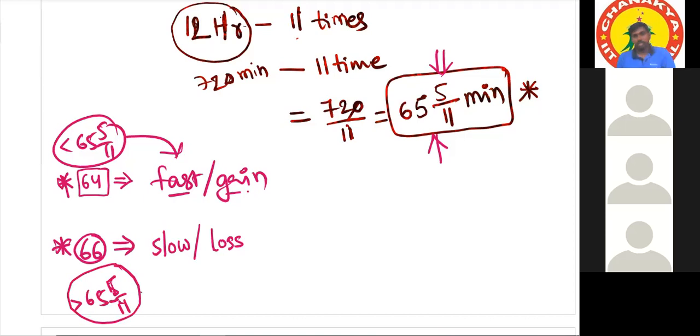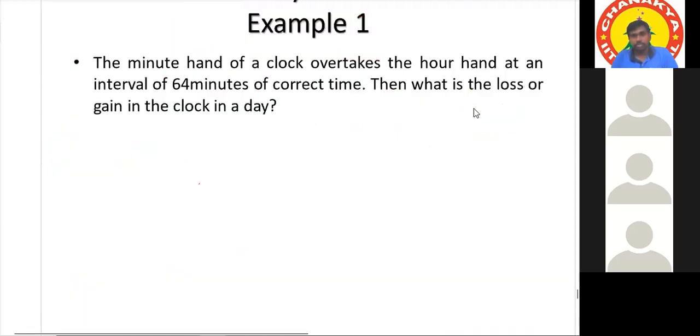Based on these things, let us do one question. The same number is given. The minute hand of a clock overtakes the hour hand at an interval of 64 minutes of correct time. Then what is the loss or gain in the clock in a day? So he's asking for the loss or gain in a day. Just tell me what is here the loss or gain?